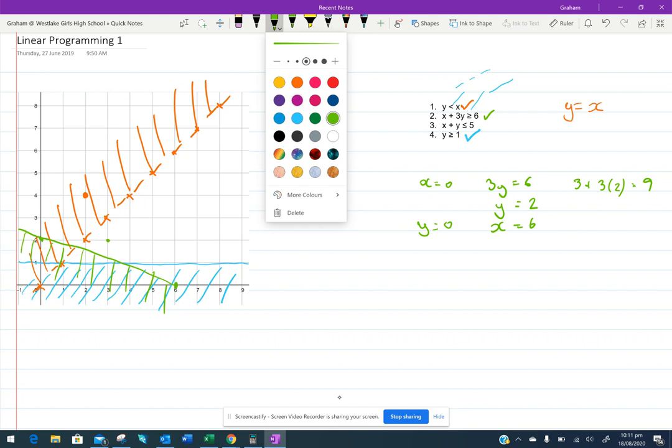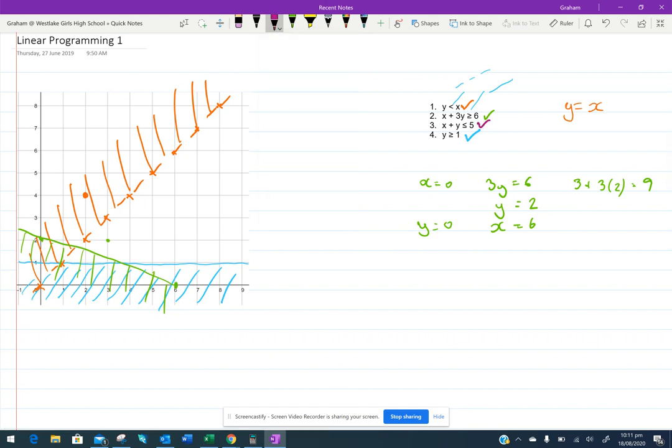So let's have a color for that one. So I've got x plus y is less than or equal to 5. I don't need to go through this step because I know it's going to go through 5 and 5. It's a solid line because it's a less than or equal to. Now I need it to be less than 5.